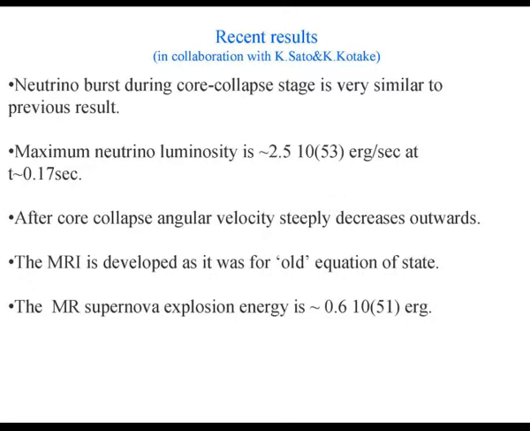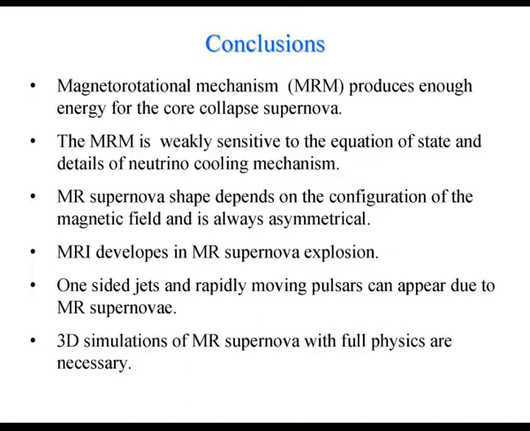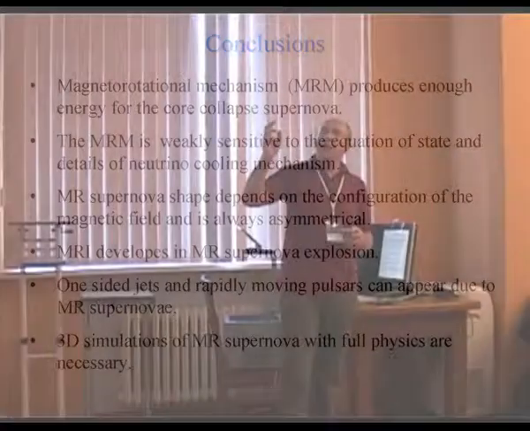So I come to conclusions, which can be expressed as follows. First, the magneto-rotational mechanism works. It gives a supernova explosion. It is pretty weakly sensitive to the equation of state and details of the neutrino cooling mechanism. Magneto-rotational supernovae are always asymmetrical, which we have in nature. Sometimes we can get a collimated jet, which can be directly connected with gamma ray bursts. And I didn't tell about it here, but due to the configuration of the magnetic field, we can easily have a one-sided jet and a kicked pulsar, which is moving pretty rapidly. And of course, it's important to explain all details of this mechanism in 3D. And I hope that tomorrow morning, the first talk of Professor Nagataki will be devoted to some 3D results connected with these things. Thank you.